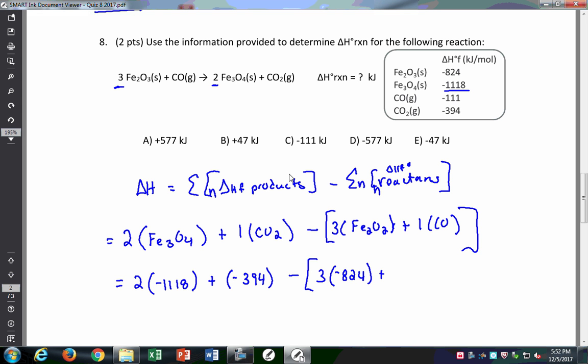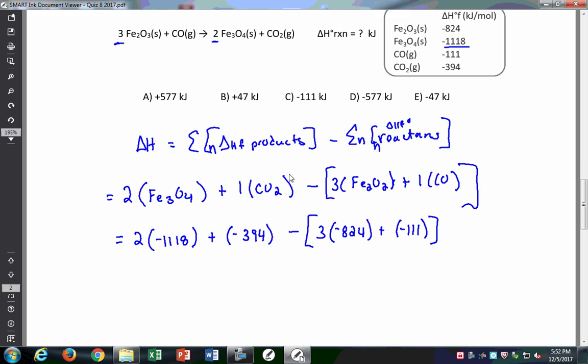Plus, of course, 1 times CO. And I'm just putting it in brackets because remember, this is a subtraction sign, so I don't want to lose that sign. It's really easy to make a mistake with your negative numbers here. So when I put this in and calculate it, it comes out to negative 47. Make sure you can put this in your calculator and you do get negative 47. Otherwise, you're putting it in your calculator wrong, because it's set up correctly. So don't lose those signs when you're setting it up.